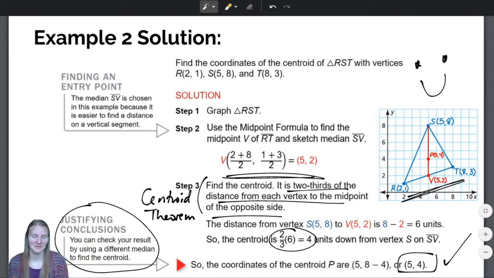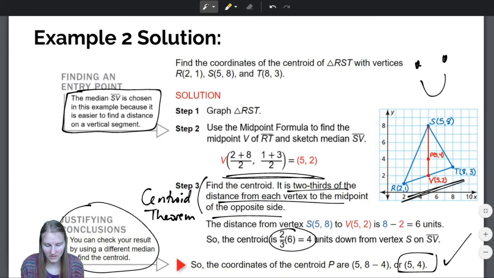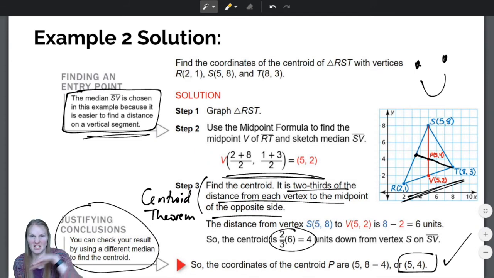We were correct. It's also worth noting on this slide that it says the median SV was chosen for this example because it's easier to find distance on a vertical segment than it was for our slanted, non-vertical, non-horizontal segment. So that's why they chose to use median SV instead of this median here. Awesome. Okay.